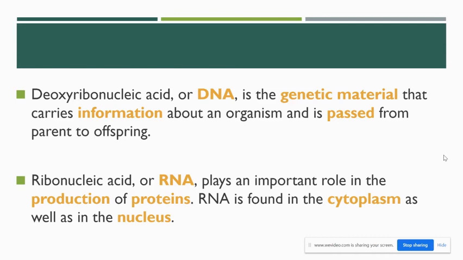And then the second one is ribonucleic acid or RNA, and this helps in the role of producing proteins. So RNA is found throughout the cytoplasm in cells, that gel-like fluid, if you remember, where organelles can float around. RNA can float around in it as well. And then you also find RNA in the nucleus as part of the production of proteins.